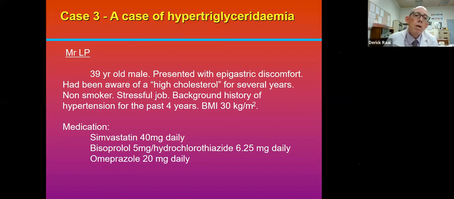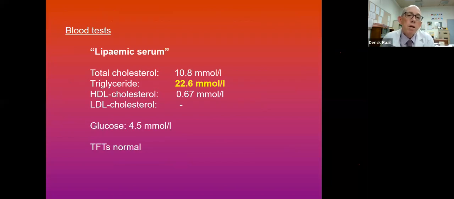When he was referred to our lipid clinic, his therapy at the time was simvastatin 40 milligrams daily. He was on a combination of a beta blocker and hydrochlorothiazide for his blood pressure. And because of his epigastric discomfort, he was on a PPI, omeprazole 20 milligrams daily. This was his lipid profile. The lab told us that the serum looked lipemic or milky. You can see his cholesterol is elevated, but he has a markedly elevated triglyceride level, a low HDL. When we have such high triglyceride levels, you're unable to calculate LDL cholesterol, so that's not reported.